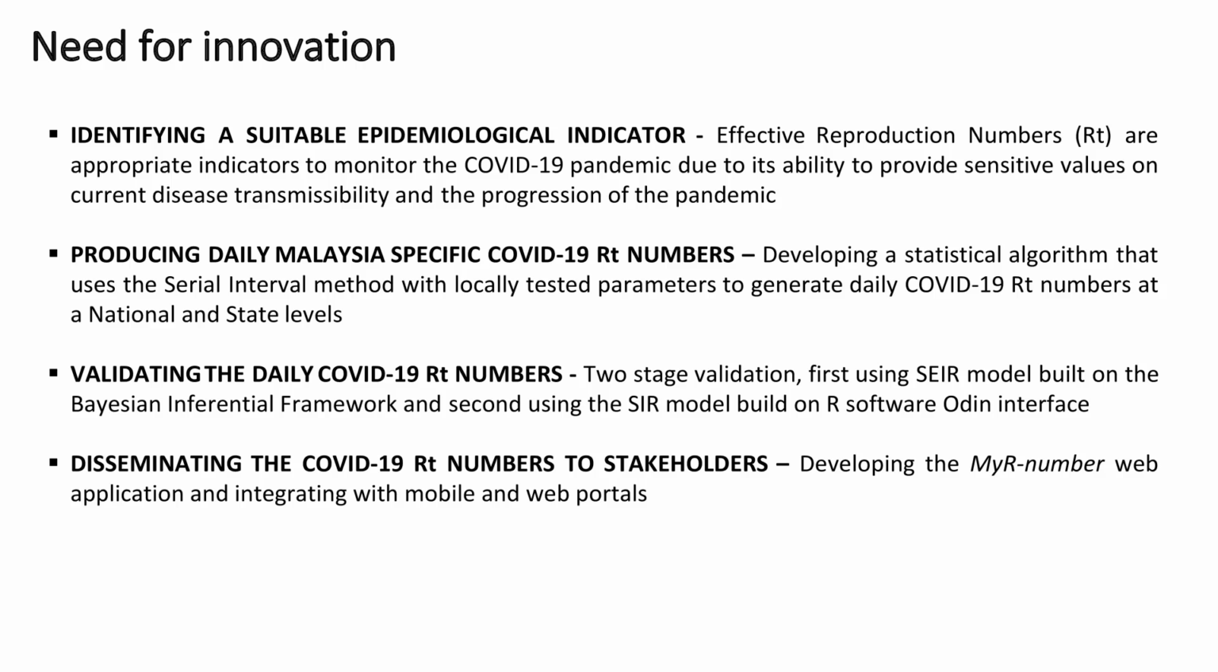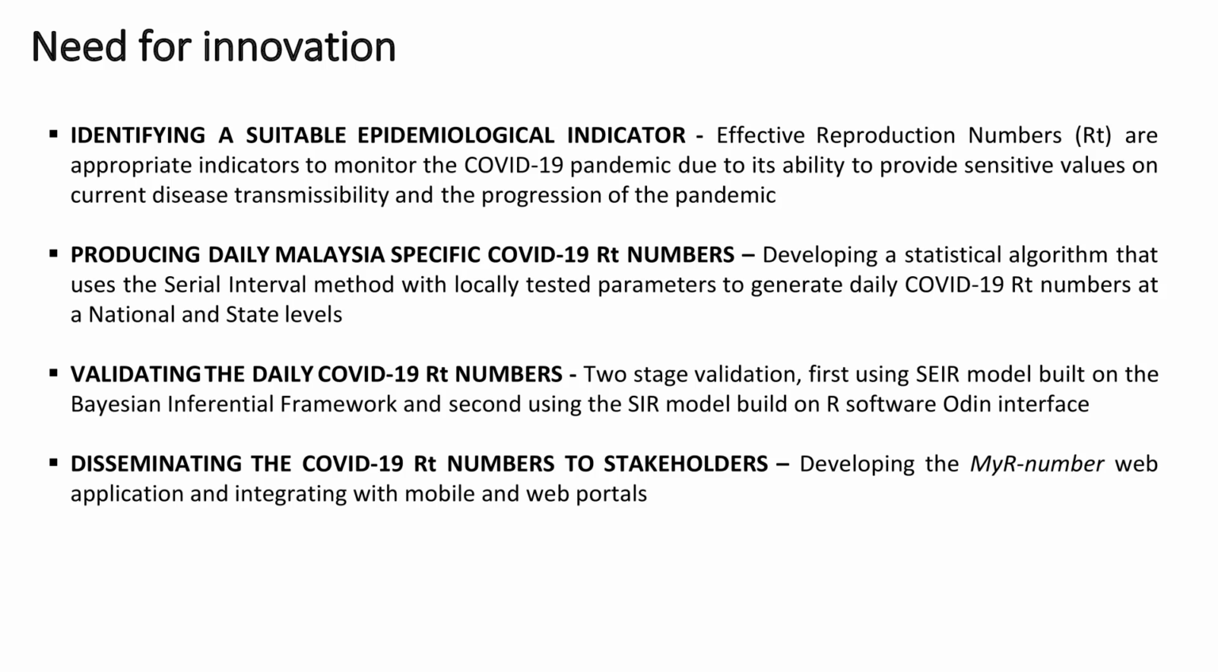To overcome these challenges, there is a need for innovation. First of all is to identify a suitable epidemiological indicator, where the effective reproduction number, RT, is an appropriate indicator to monitor the COVID-19 pandemic due to its ability to provide sensitive values on the current disease transmissibility and the progression of the pandemic. Second of all is to produce daily Malaysia-specific COVID-19 RT numbers.